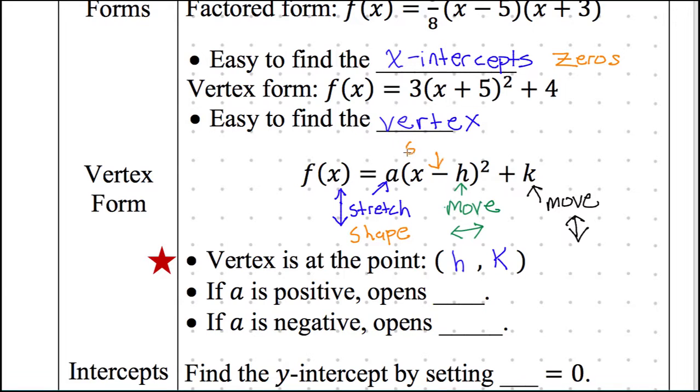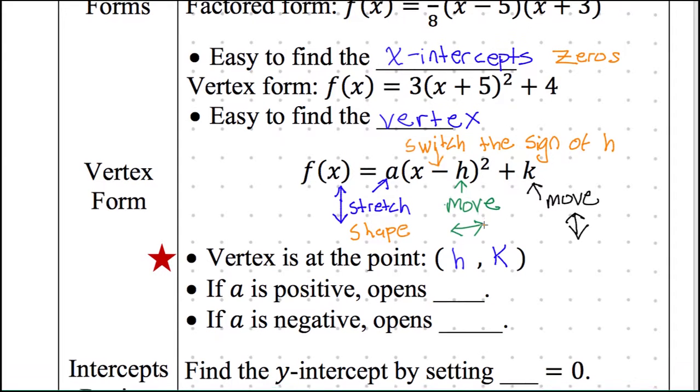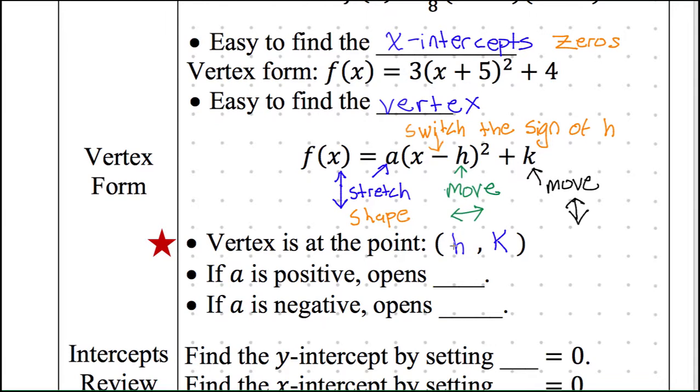I'm going to write that as well. Switch the sign of h. Sometimes people put negative h down here. I'm putting negative h in the function. So just remember that this guy is switched. So underline this guy. Remember to change the sign.